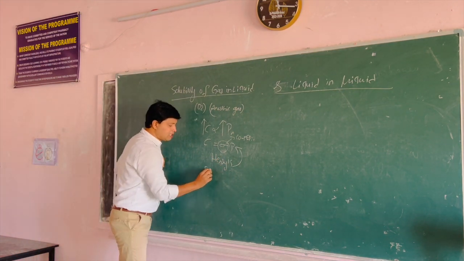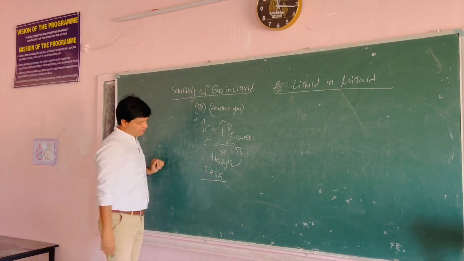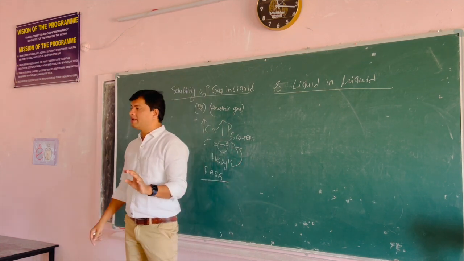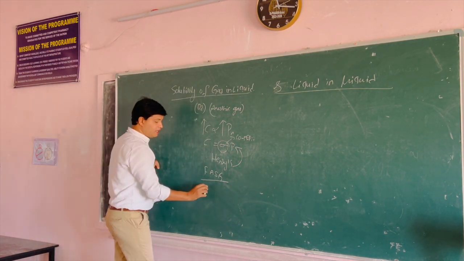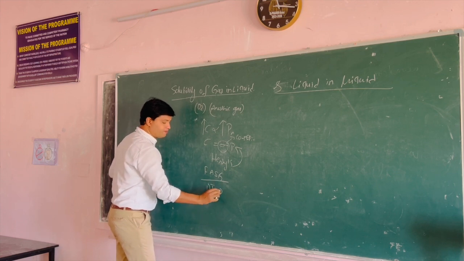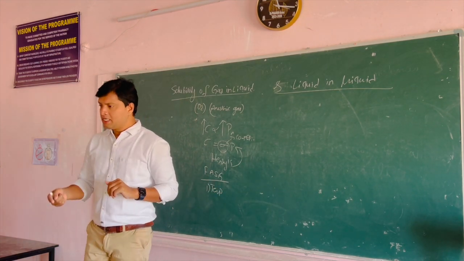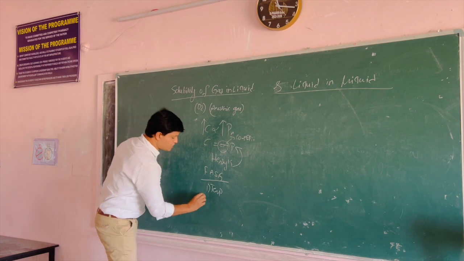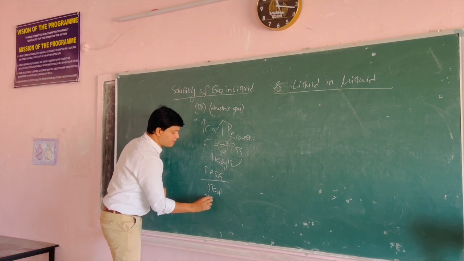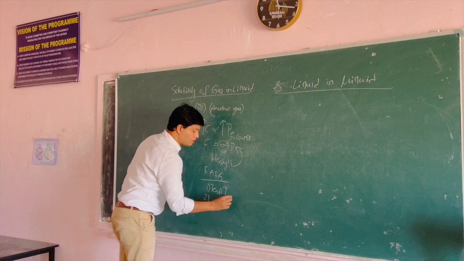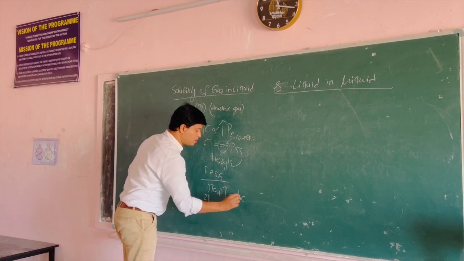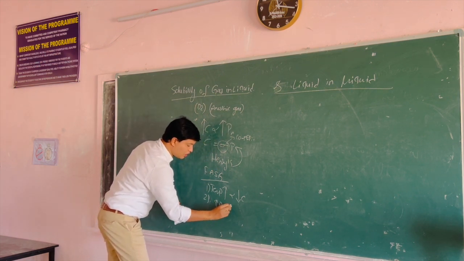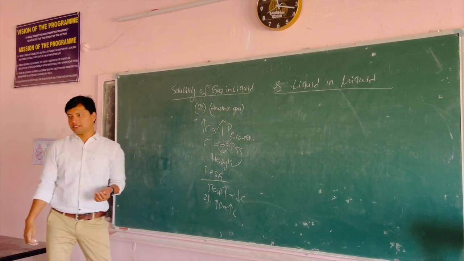Factors affecting solubility of gas. First one, temperature. If we increase temperature, solubility of gas will decrease. Second, pressure. What happens to pressure? What is Henry saying? Increased pressure, solubility also increases.